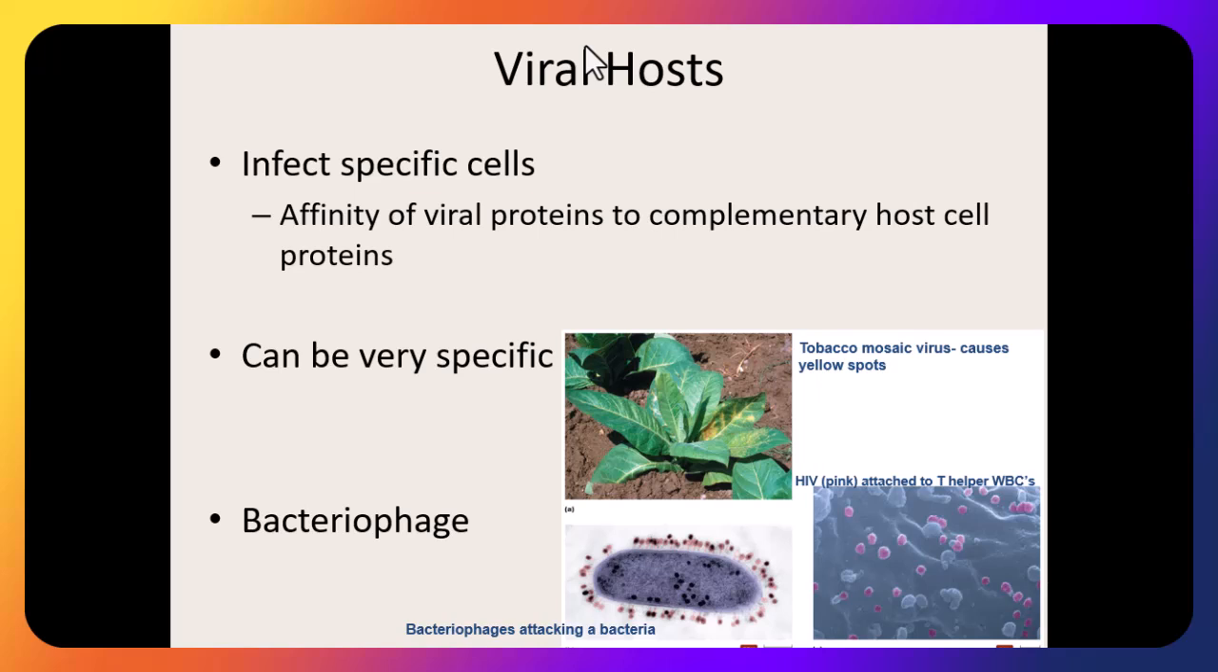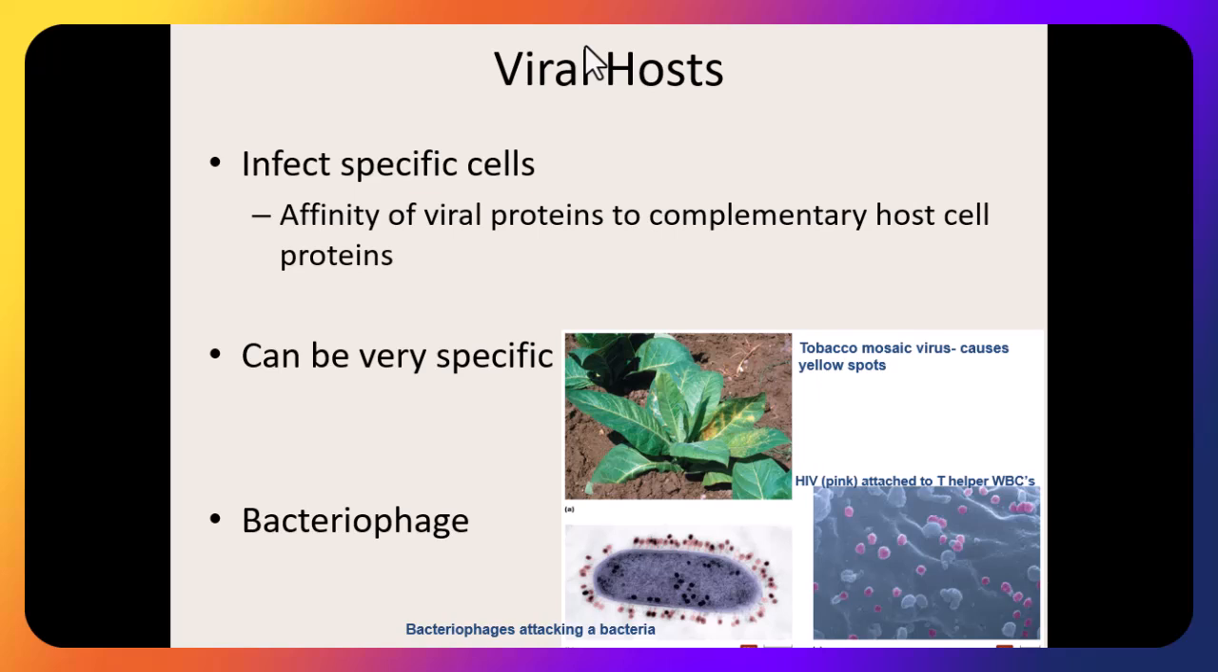Now, the viral hosts: what viruses attack is very specific. They infect very specific cells. It's usually because the cells they infect have some unique protein on the outside, and that's what the virus recognizes and can attach to. If the cell didn't have that unique structure, the virus couldn't attach, and couldn't infect. Some viruses are not as specific, and that's usually because there are a lot of cells that have that one little protein on the outside. So anything that has that protein, the virus is going to attack all of them.